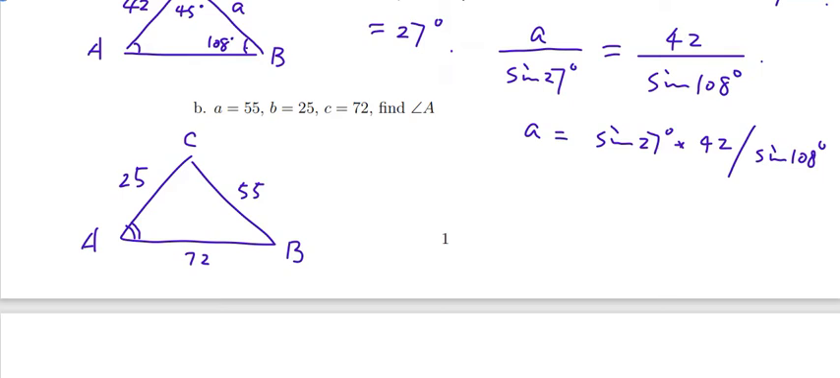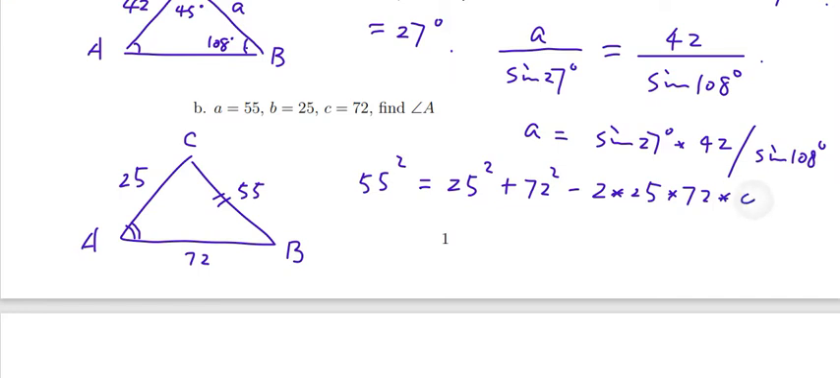We say this side squared, which faces this angle, right? So we check this side squared. This side squared equals the other two sides squared: this squared plus this squared, minus 2 times 25 times 72, then cosine A. Okay, so this is the law of cosines.